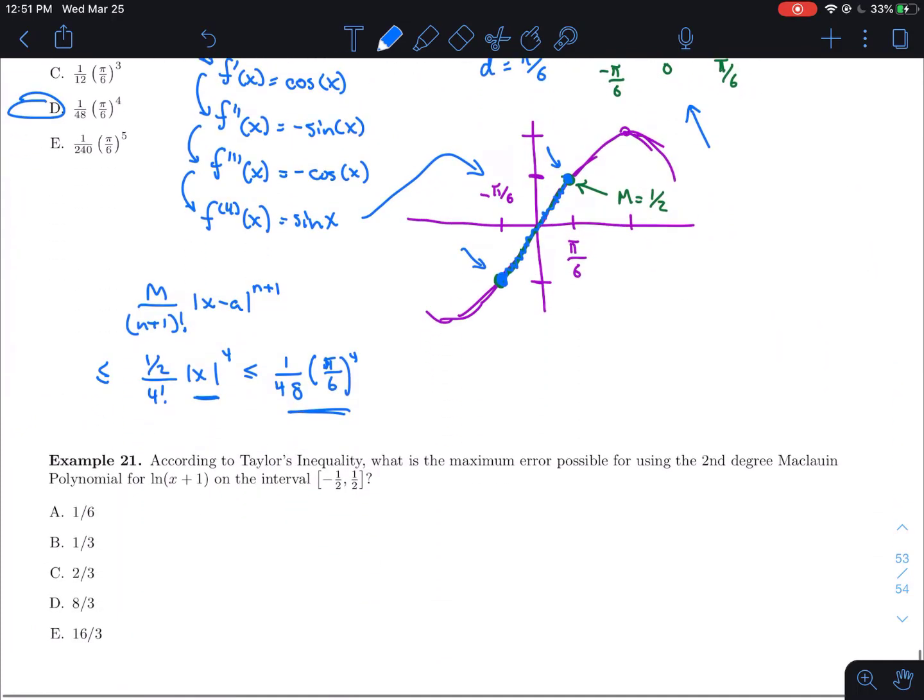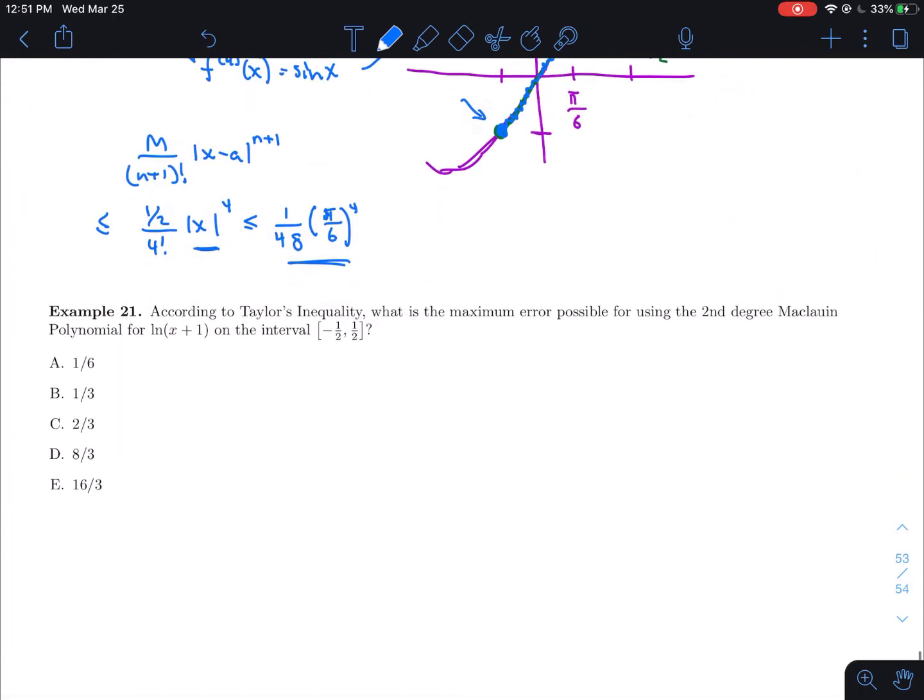Okay, so the last one, I have another kind of style of question here where it's not asking you to evaluate at a specific value, but rather an interval. So the question goes, according to Taylor's inequality, what is the maximum error possible in using the second degree Maclaurin polynomial? So again, we can see here n is going to be equal to 2. The fact that it's saying a Maclaurin polynomial, apparently I forgot the r, sorry about that. We know that a is going to be equal to 0 for the natural log of x plus 1 in this particular interval.